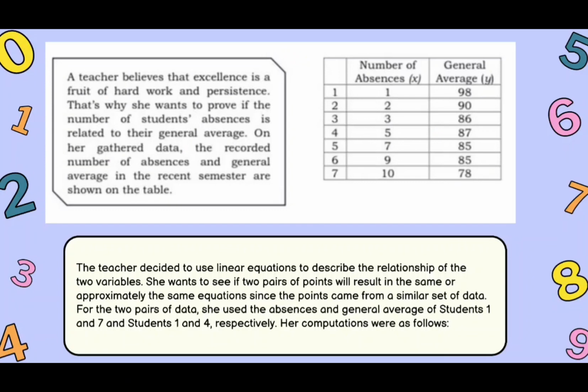So the teacher decided to use linear equations to describe the relationship of two variables. She wants to see if two pairs of points will result in the same or approximately the same equations, since the points came from a similar set of data. For the two pairs of data, she used the absences and general average of students 1 and 7 and students 1 and 4, respectively. Her computations were as follows.